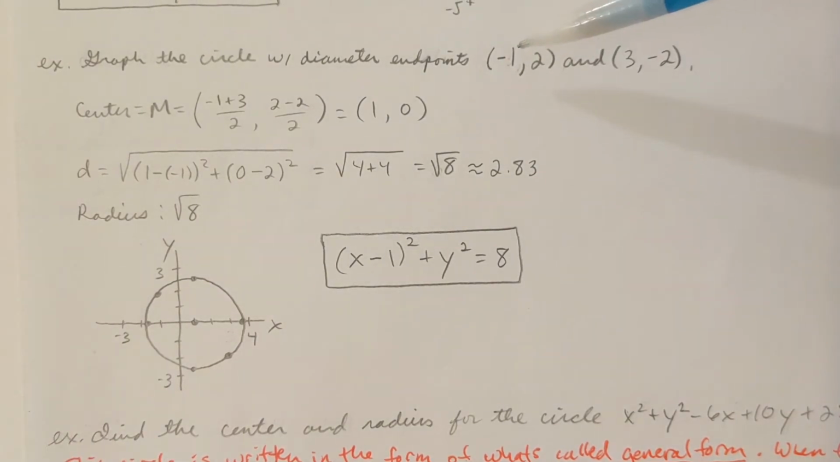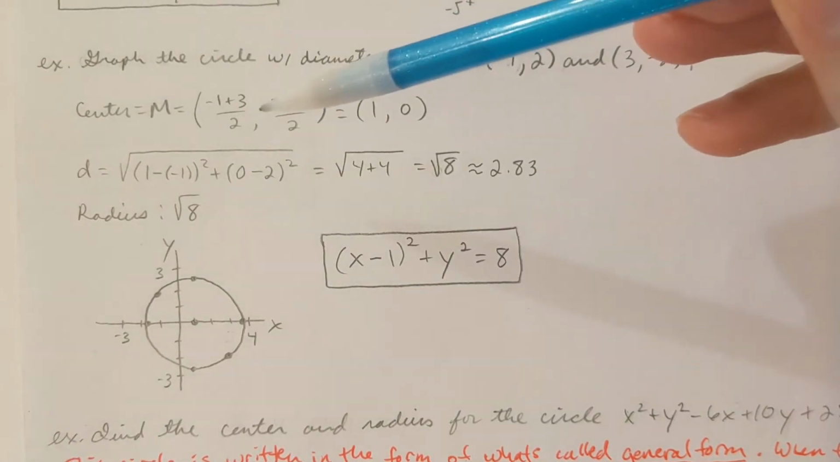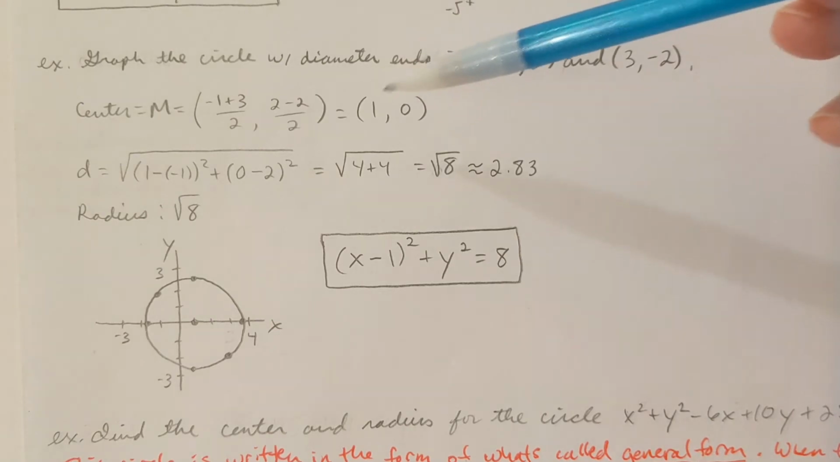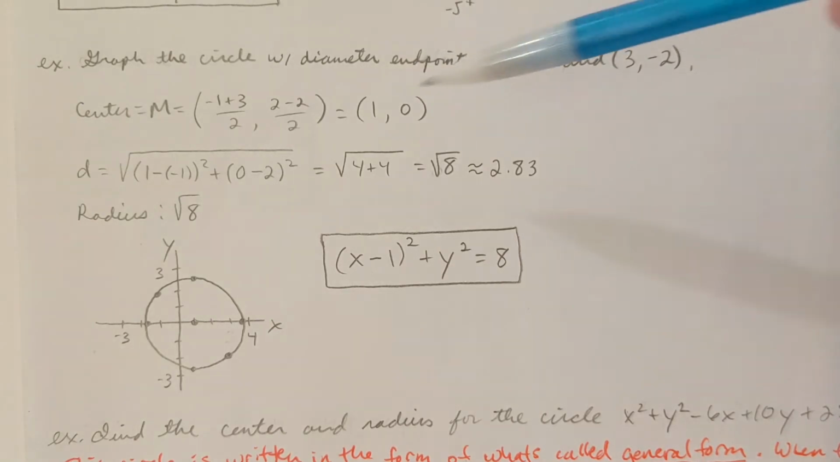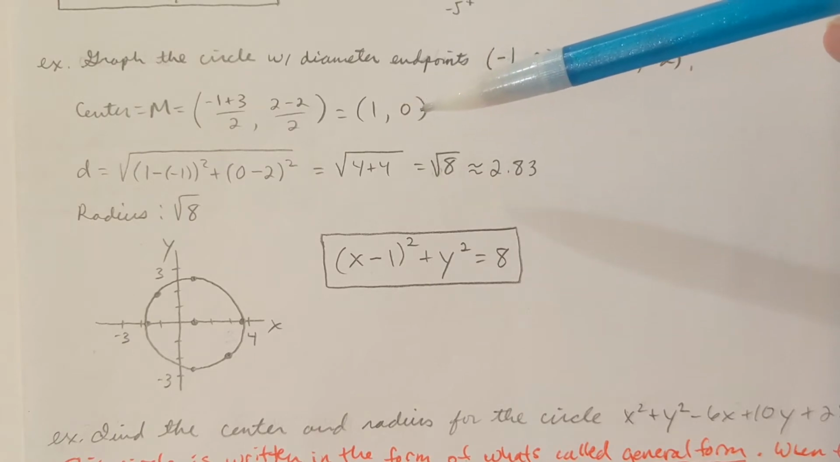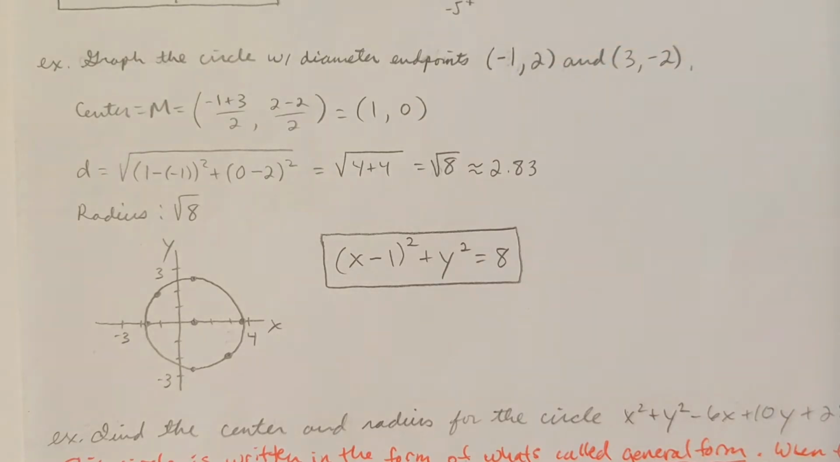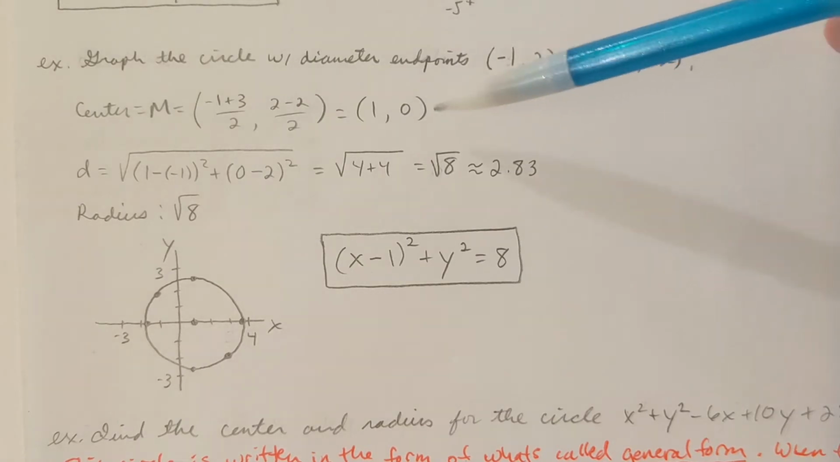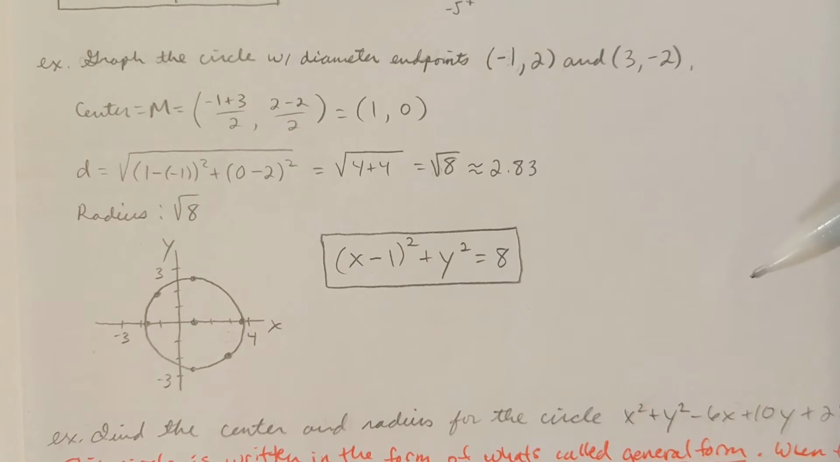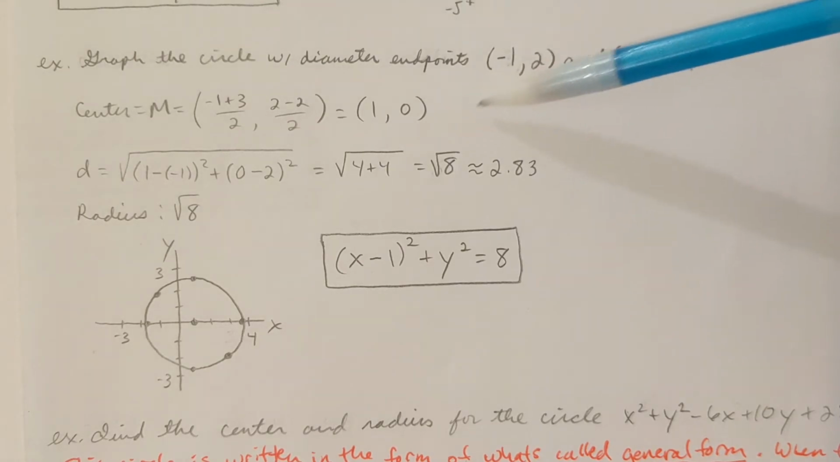So (-1 + 3)/2 is 1, and (2 - 2)/2 is 0. So the point (1, 0) is the center point of the circle. The radius of the circle would be the distance from the diameter endpoint, say (-1, 2), to the center (1, 0). Okay, so I need to know that distance.